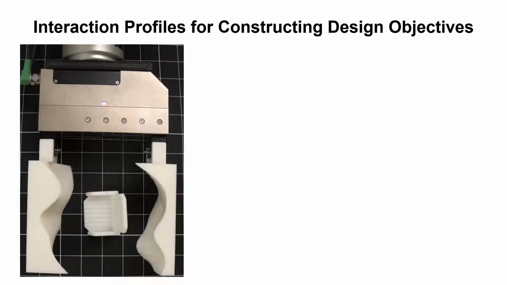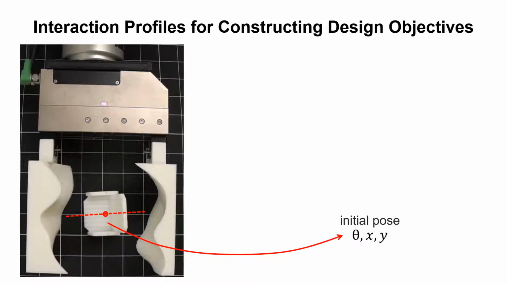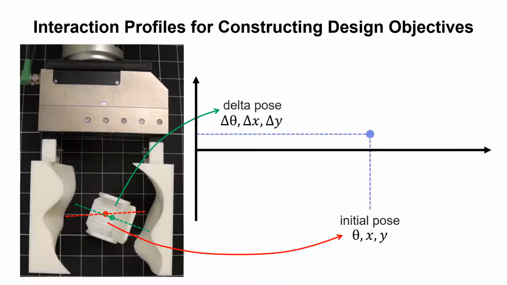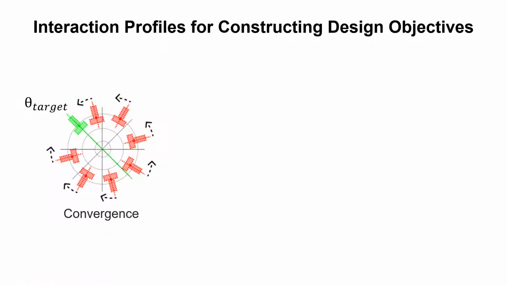How does it work? Here is an object interacting with a manipulator. The object starts with an initial pose. The manipulator closes in around the object, resulting in a delta pose change. And by sampling different initial poses and collecting the corresponding delta poses, we get an interaction profile describing how the object should move after interaction under different initial configurations.